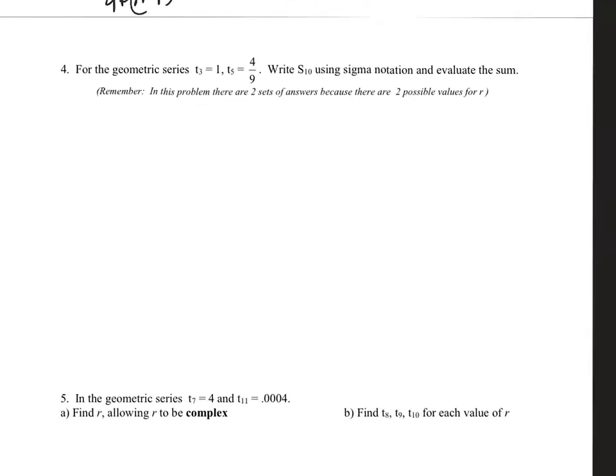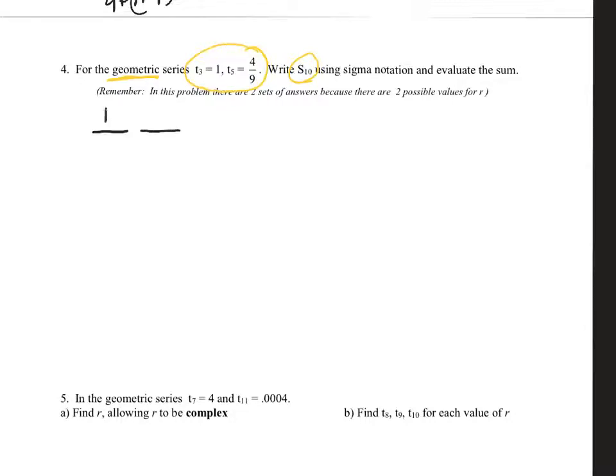All right, so now in this particular problem, we are given 2 terms in a geometric series. So they're giving to us that this is geometric, and they're giving us 2 terms. They're giving us the 3rd term and the 5th term, and we need to write the partial sum of the first 10 terms using sigma notation. So this is a challenging problem, and the way that I'm going to do it is I'm going to do it this way.